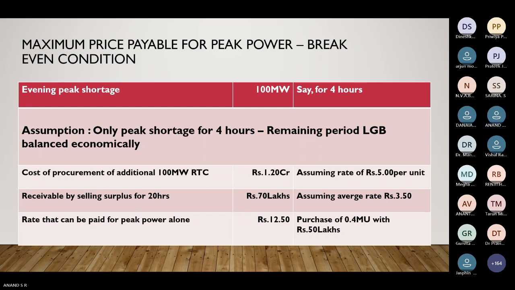So if you have a source providing 4 hours power alone, then the cost goes minus, something around 0.5, and for 0.4 million units, the rate that can be paid for making that 4 hours power available would be something around 12.5 rupees per unit.